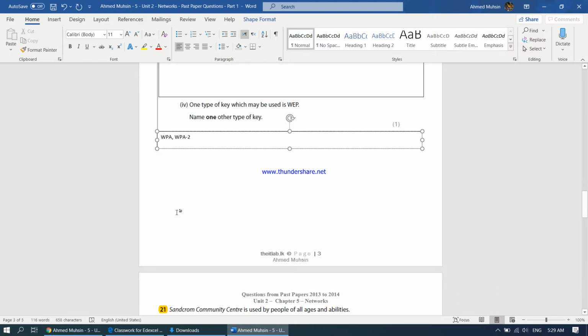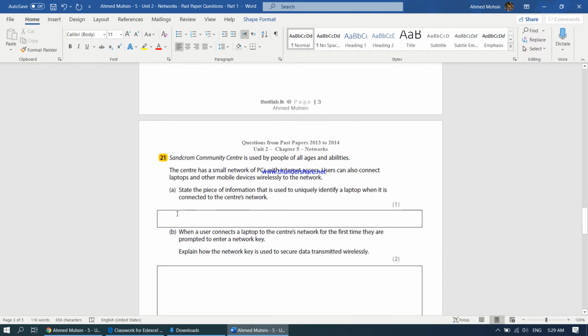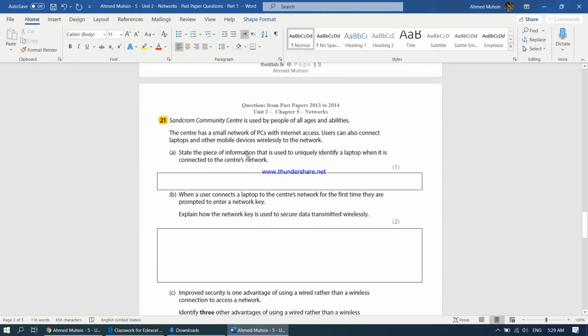Moving on to the next question. Sandacrom Community Center is used by people of all ages and abilities. The center has a small network of PCs with internet access. Users can also connect laptops and other mobile devices wirelessly to the network. Okay. State the piece of information that is used to uniquely identify a laptop when it is connected to the center's network. So the piece of information that is used to uniquely identify a laptop.